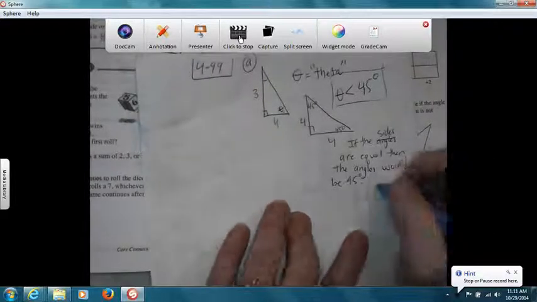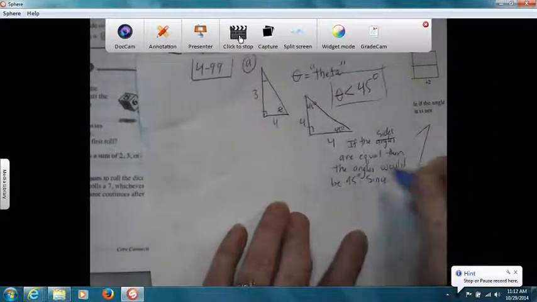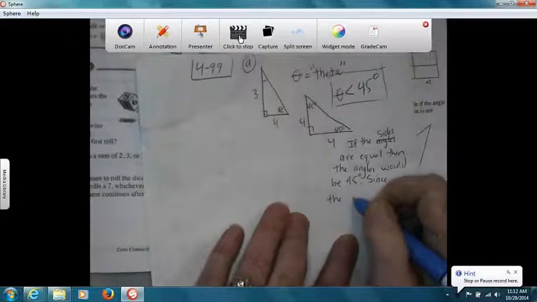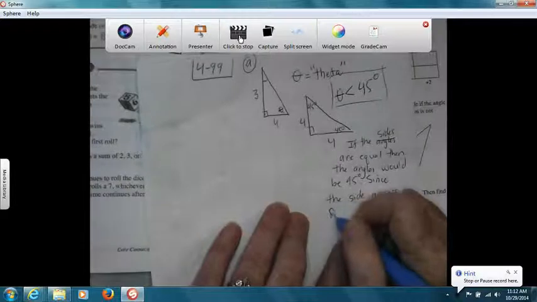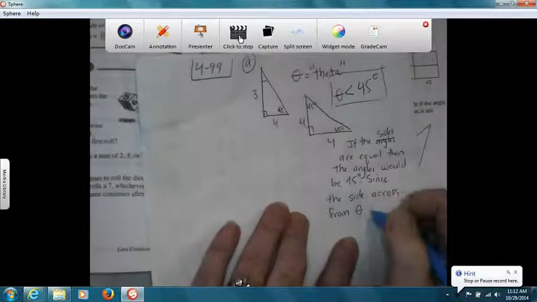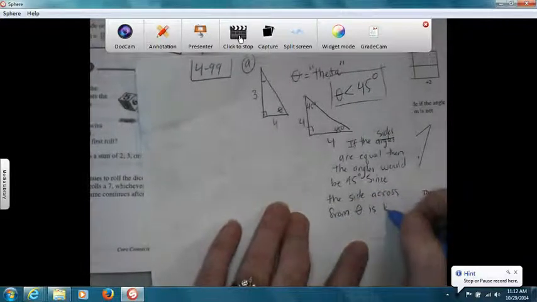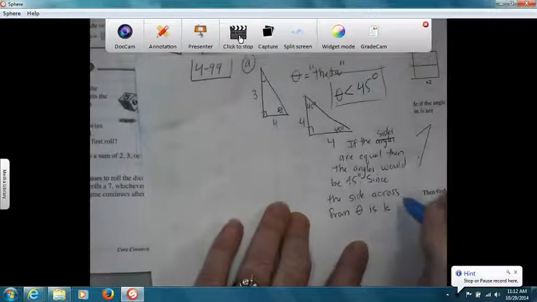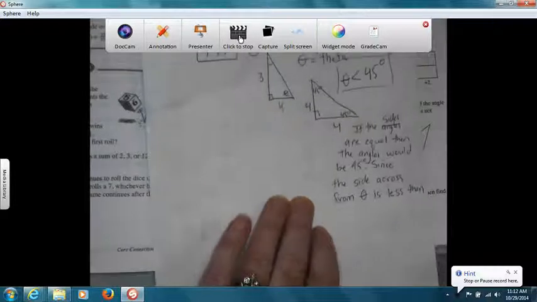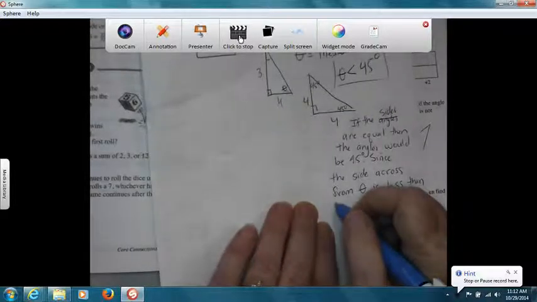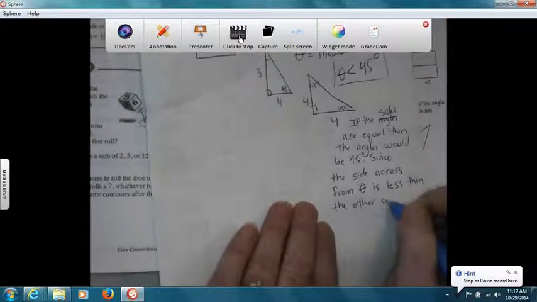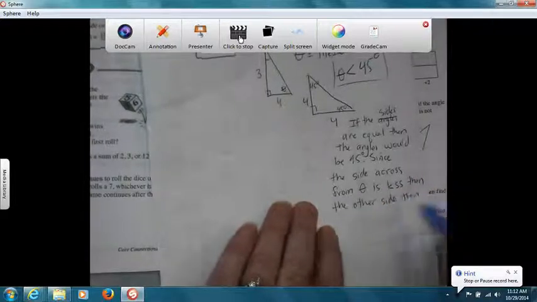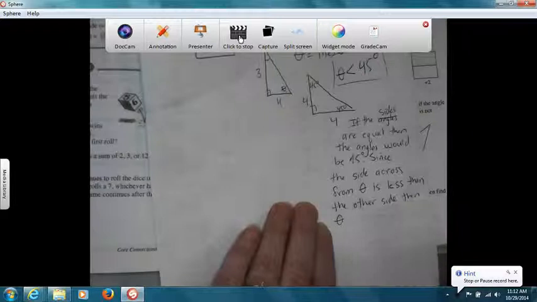And then I'm going to say, since the side across from theta is less than, I can say less than, can't I? Shorter than or less than. The other side, then theta is less than.